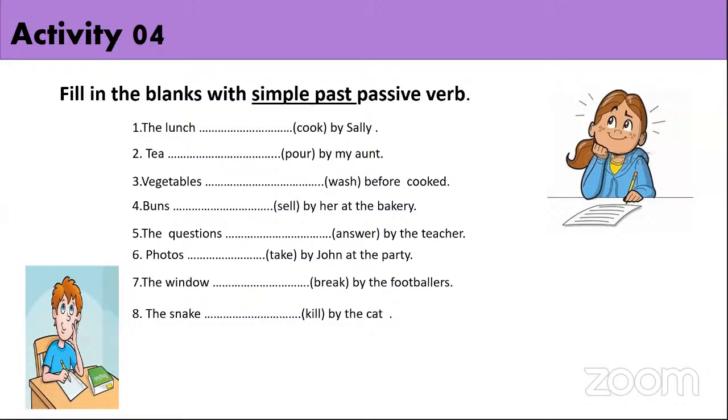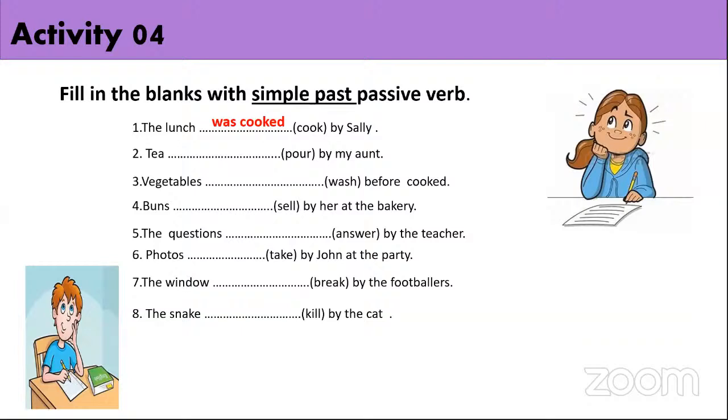You have to read the instructions very carefully. Simple past, not simple present. Okay, the lunch, then you have to think whether it is singular or plural. It is singular. Then was, as it is simple past. Then what is the past participle verb of cook? Cooked. The lunch was cooked by Sally.